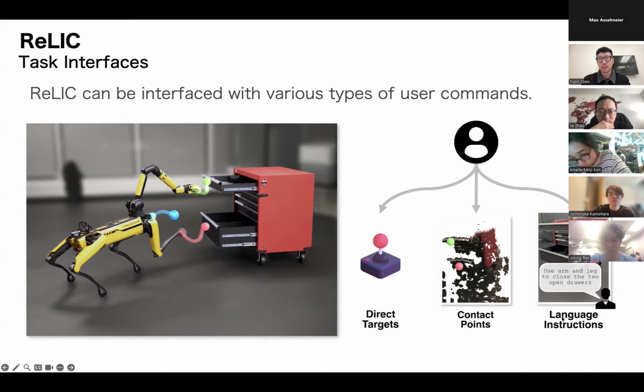Or this is more like the end-to-end high-level planning, but in that case we just use GPT to specify the contact points. So the trajectory itself is still just done by interpolation.